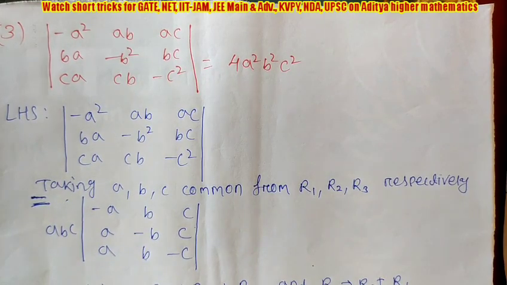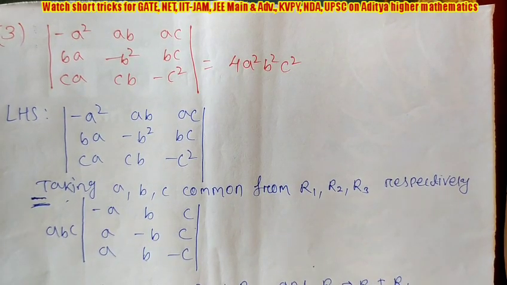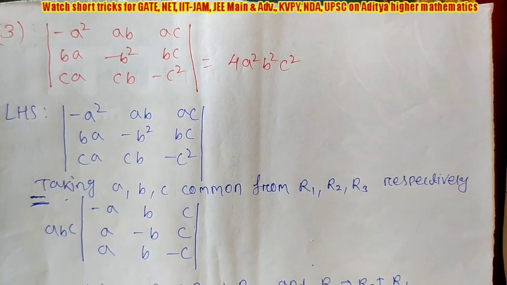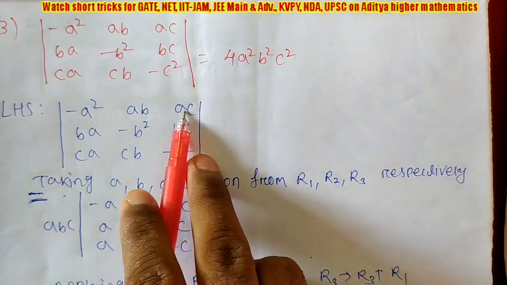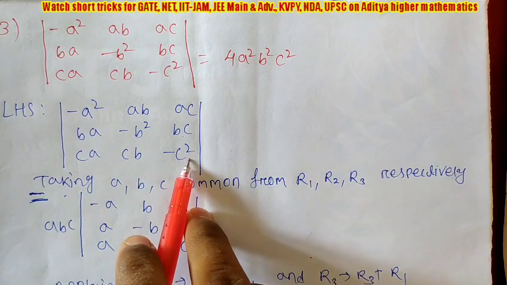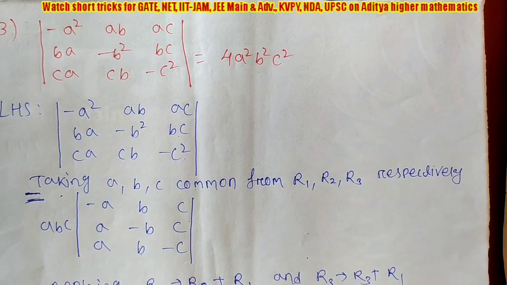The third question you can see here also has LHS given and RHS only simple things given, 4A square B square C square. So I am taking LHS first. Now you can see A is common in the first row, B is common in the second row, and C is common in the third row. Because in a determinant question, if there is something common, first you have to take common.